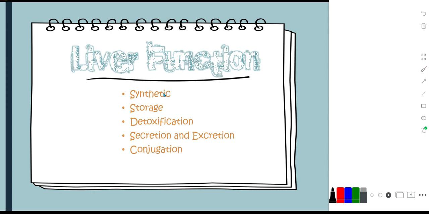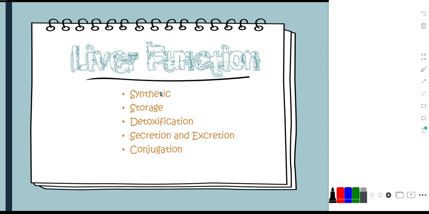So, it is important, of course, to know that if there is a disease affecting the liver, its functions will also be affected. That's why we are using certain tests to assess each of these functions of the liver in order to evaluate whether there's something wrong with the patient's liver. So, if you remember, the synthetic function of the liver will include the synthesis of macromolecules such as that of your carbohydrates, your proteins, and your lipids.